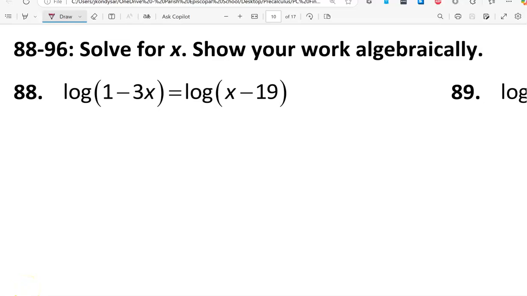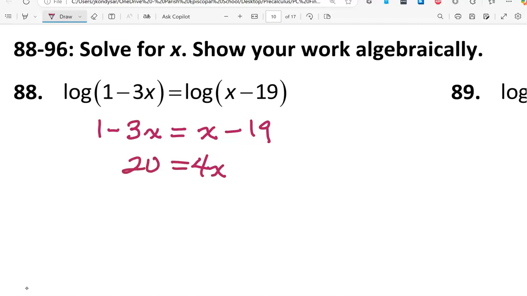In 88 through 96, we're asked to solve for x. In 88, if the log of a equals the log of b, then a is equal to b, so we can basically undo the logarithms on both sides, provided that they are the same base. So 1 minus 3x is equal to x minus 19. Adding 3x and adding 19 to both sides, we get 4x is equal to 20, so x is equal to 5.